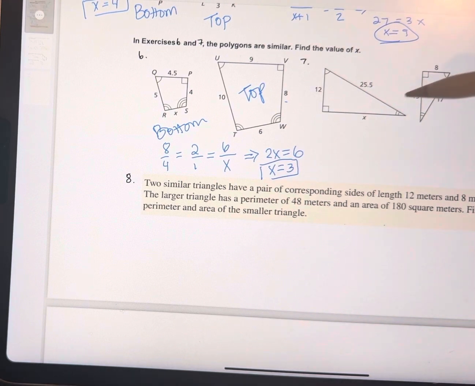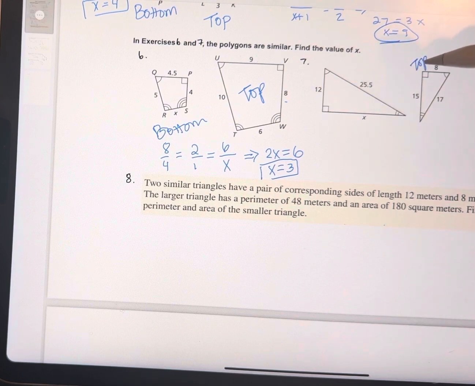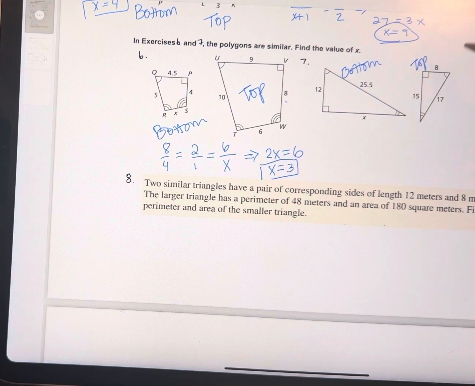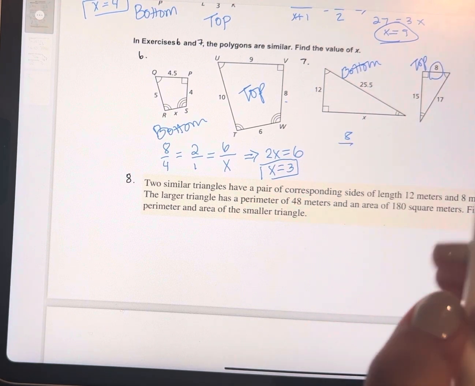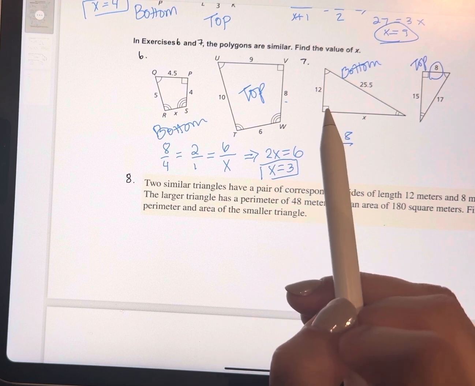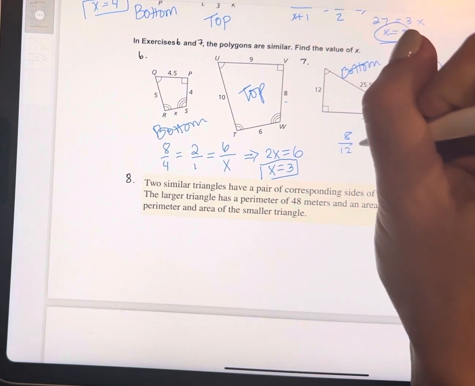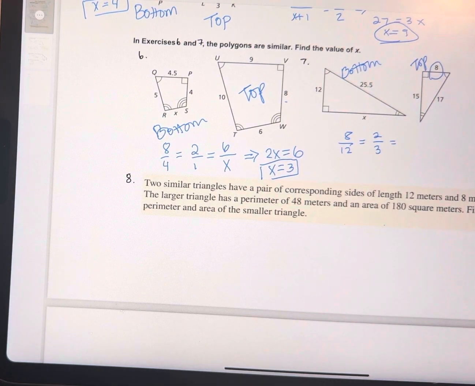Okay, over here, we've got to be careful to choose things correctly. So this is top, this is bottom. The side that's in between the right angle and the 1 arc is 8. And the side that's between the right angle and the 1 arc on this guy is 12. I'll reduce this by dividing by 4, and I'll get 2 over 3.